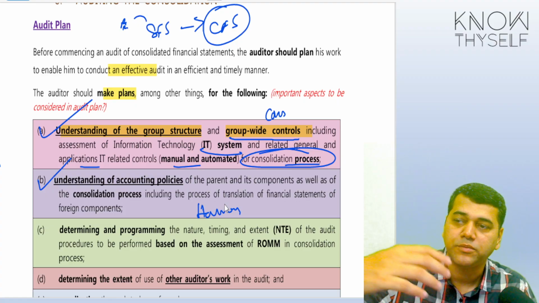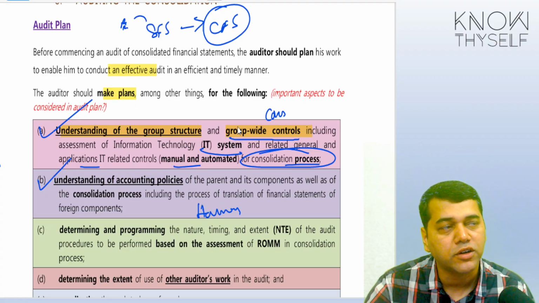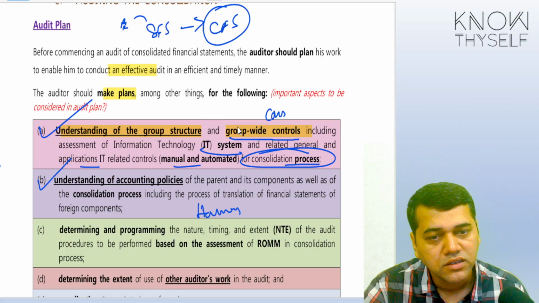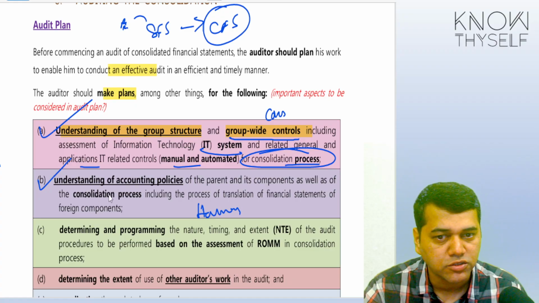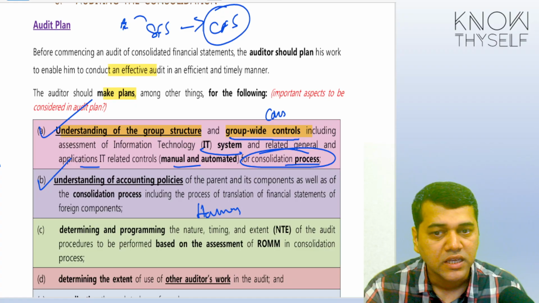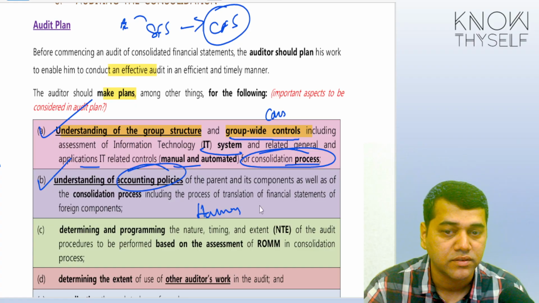Harmonization means all the subsidiaries can follow different policies according to their jurisdiction. That is connected with the standalone statement. But when it comes to consolidation, you need to harmonize it. You have to change it. That's which understand their accounting policies.